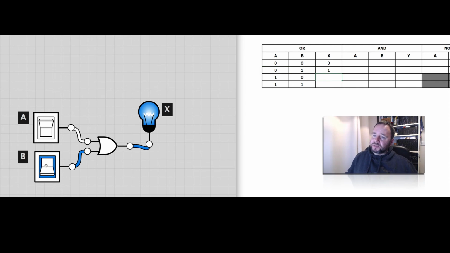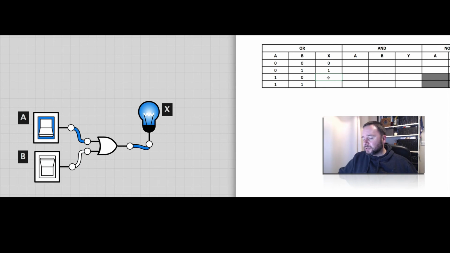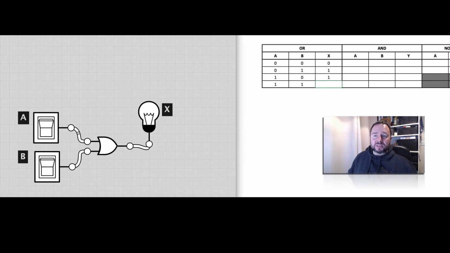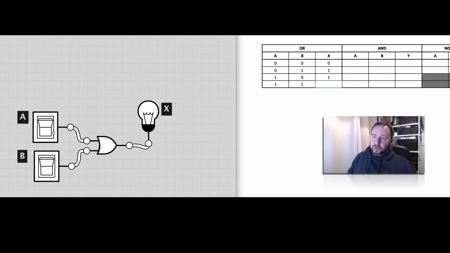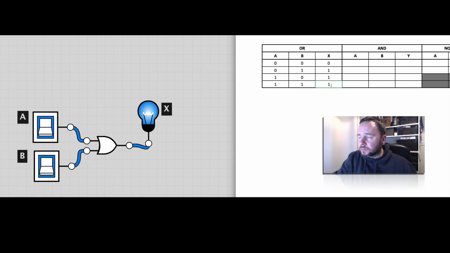The other situation, what happens if the other one's on? Well, logically, it's exactly the same thing. They're just in a different place. What happens if they are both on? Well, remember I said that one, or both. Gives us an output.